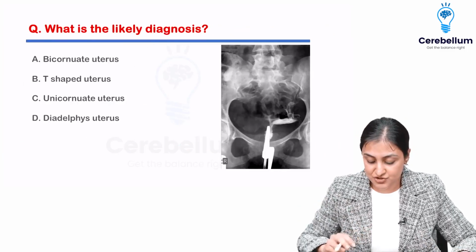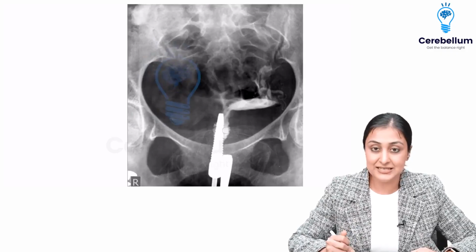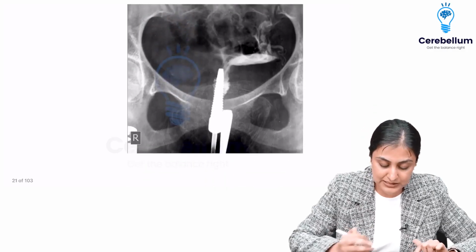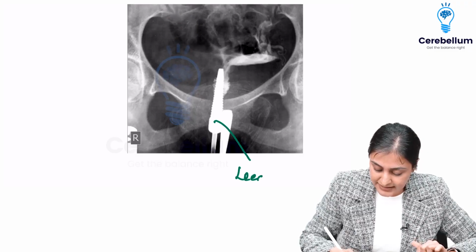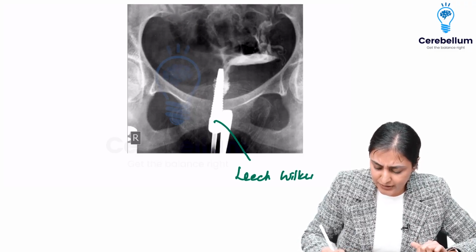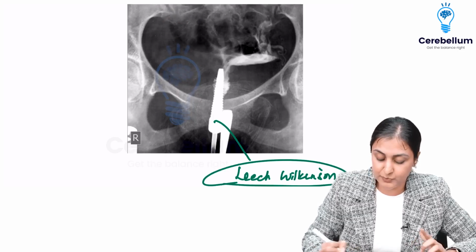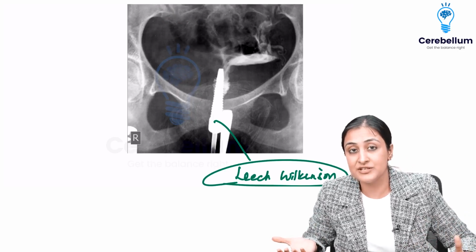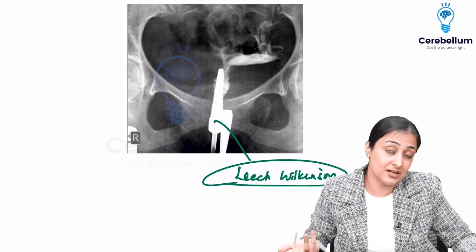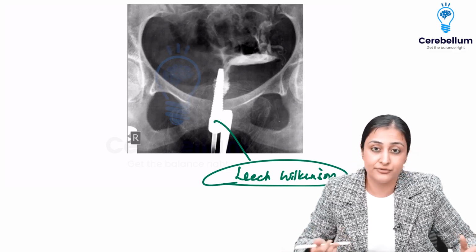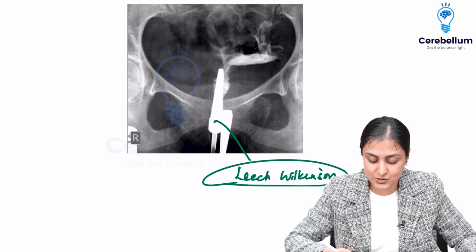Look at this HSG now. So first of all, can you see this metallic catheter? This catheter is the Leech-Wilkinson catheter or cannula, which is used for putting dye. Nowadays, we don't prefer Leech-Wilkinson. We either use a Carman's catheter or a pediatric Foley's. But either way, this is Leech-Wilkinson.